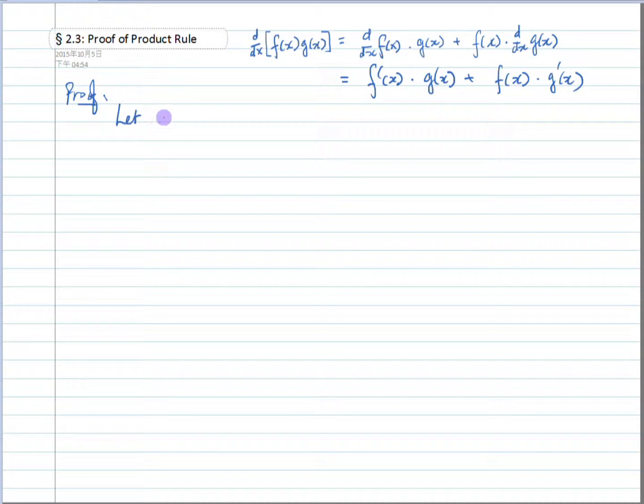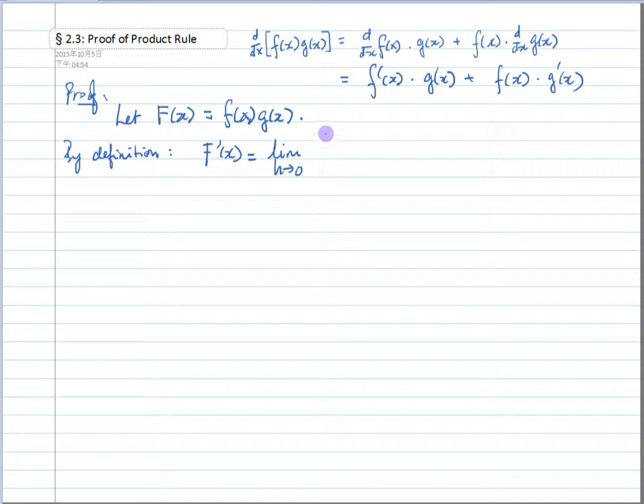First of all, we let a function capital F equal the product. Right? You're just giving f times g a new name called capital F. Then by the definition of derivative, we know that F prime of x, that is the derivative of F, is equal to the limit as h goes to 0 of F of x plus h minus F of x divided by h.